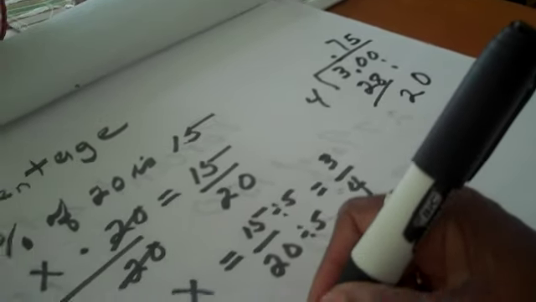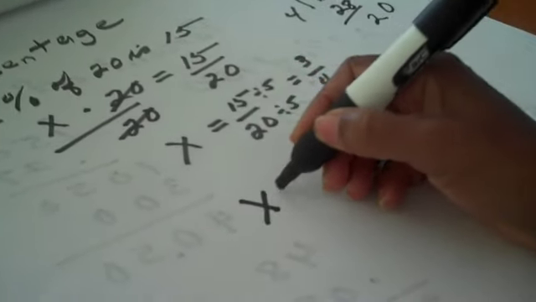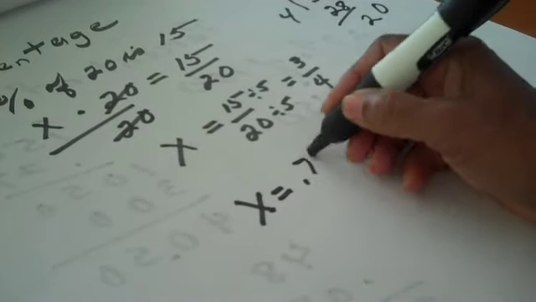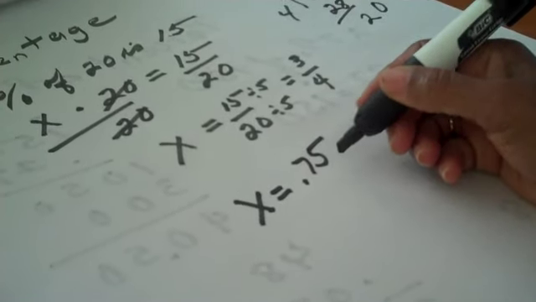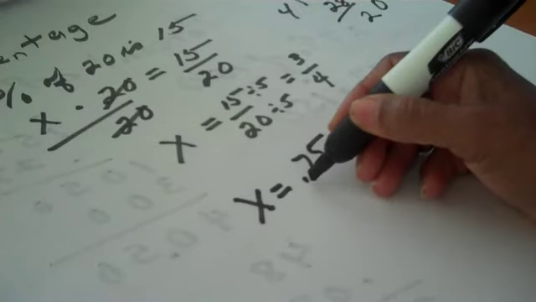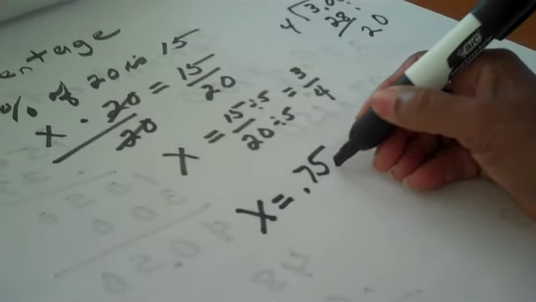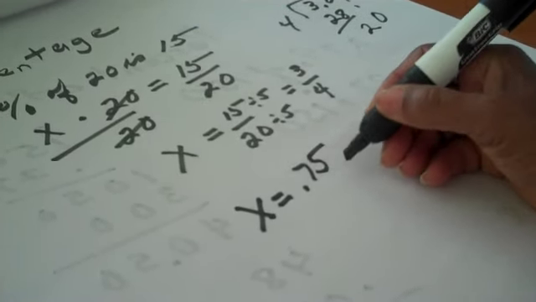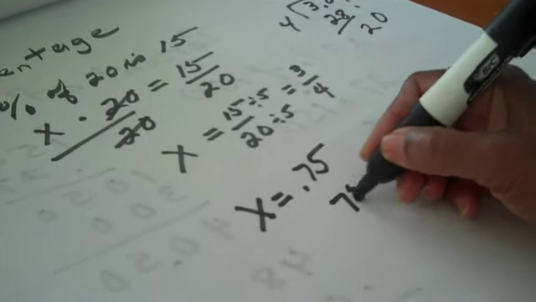So X as a decimal is equal to 0.75. And then to change it to a percent, since we moved it to the left to make it a decimal, we move it to the right to make it a percent. So then this is equal to 75%.